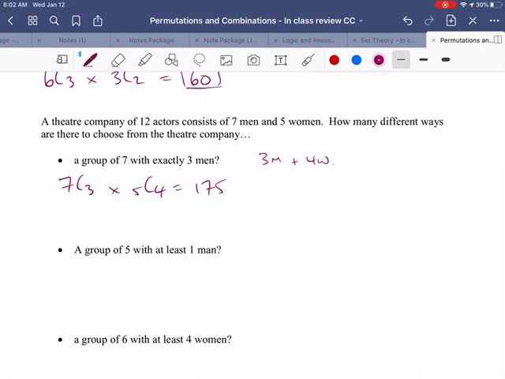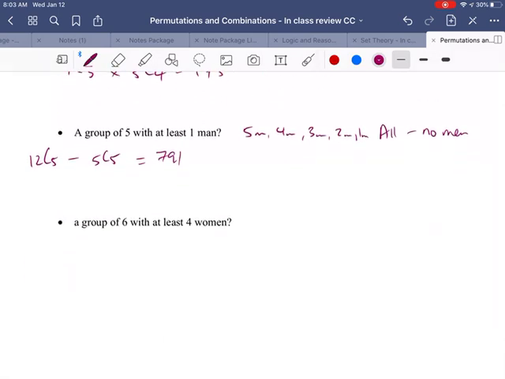Okay. At least one man. So that means you could have 5 men, 4 men, 3 men, 2 men. So a group of 5 with at least one man. So what we're going to do is all the situations minus the no men situation. So the number of ways of picking a committee is going to be 12C5, and we're going to subtract the only way that you can pick the 5 men, which is one way. So we get 791.